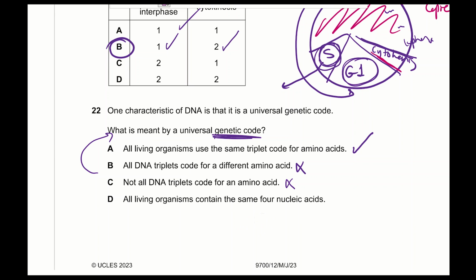D. All living organisms contain the same 4 nucleic acids. So, cytosine, guanine, adenine, and thymine. This is totally incorrect because for viruses, as an example, we have RNA viruses. RNA viruses have uracil instead of thymine. Therefore, not all living organisms contain the same 4 nucleic acids. Therefore, this is incorrect, and the answer is going to be A.